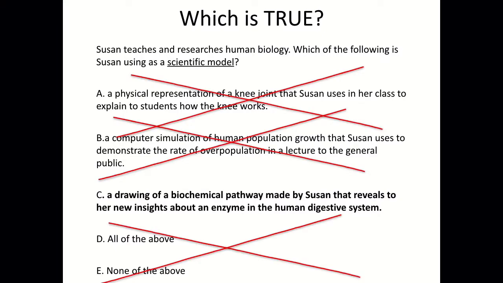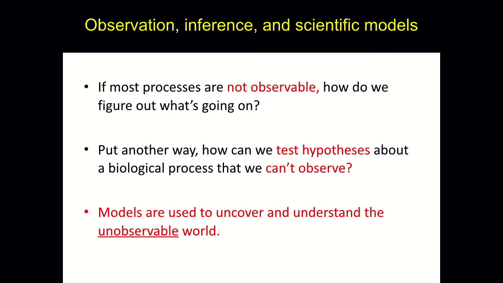Well, the correct answer is C. It turns out that there's a big difference from what most people think models are. Most people think a model is just a representation of something. But it turns out that a scientific model has an important difference that we'll be discussing in today's lecture. So, observation, inference, and scientific models.